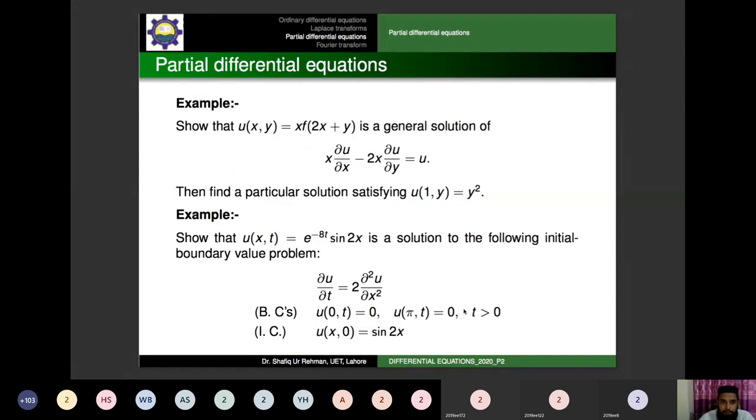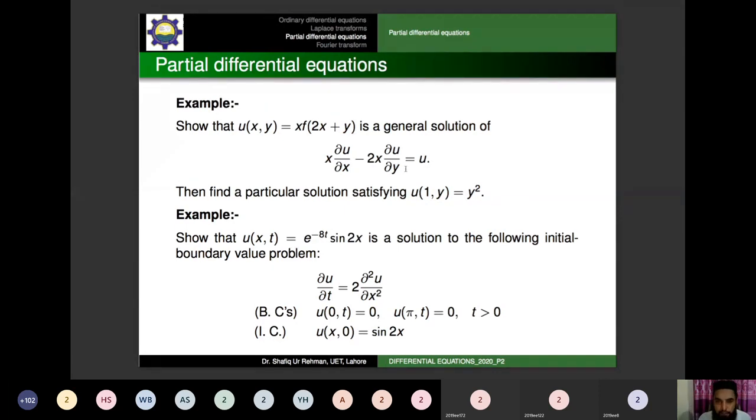Next example, show that u of x, y is equal to x times f of 2x plus y is a general solution to this equation. So pretty general thing is there. Generally, when do we say that a relation between dependent and independent variables is going to be a solution? We know that if the relation and its derivatives all simultaneously satisfy the given differential equation. In this case, it's a partial differential equation, so u is going to be a function of x and y. Not only u, but its partial derivatives with respect to x and y must satisfy this equation.